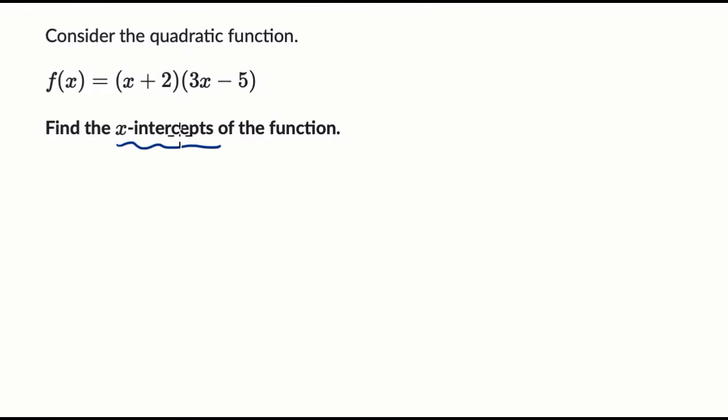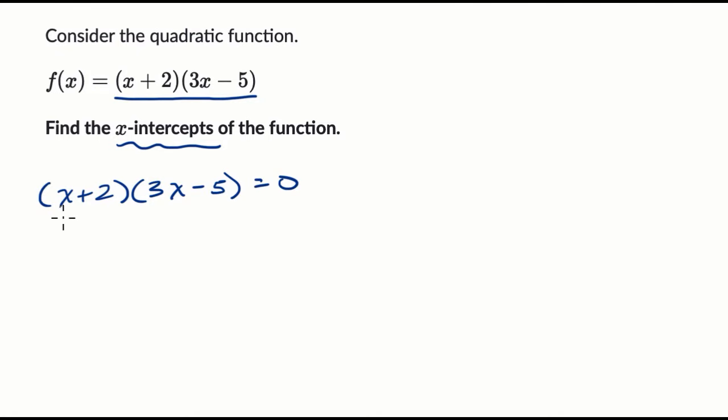This is when we are intersecting the x-axis, which is when the value of the function is going to be equal to 0, which means that this expression needs to be equal to 0. And if I have the product of two things equaling 0, then that can be true when one or both of them is equal to 0. So this is going to happen if we have x plus 2 is equal to 0, or we have 3x minus 5 is equal to 0.